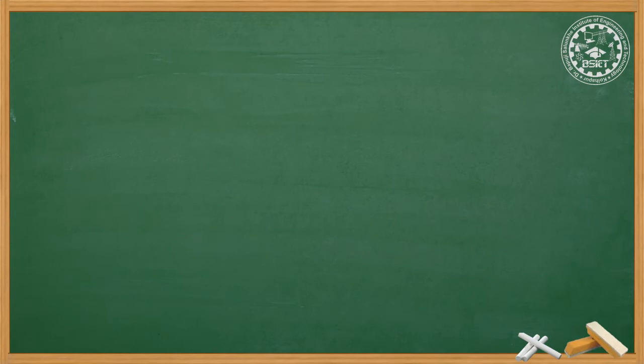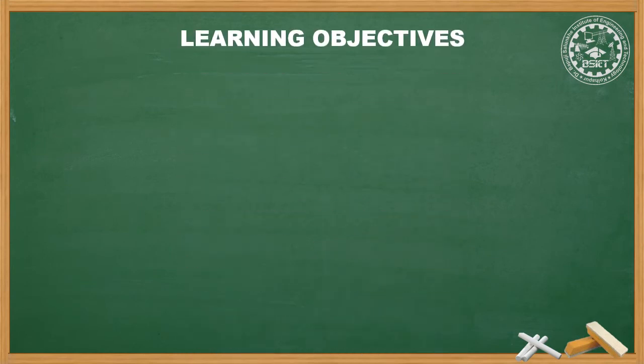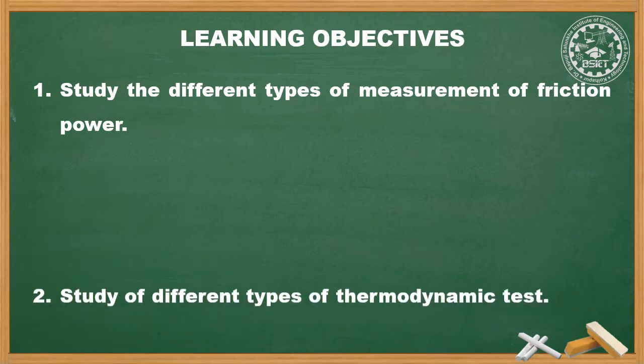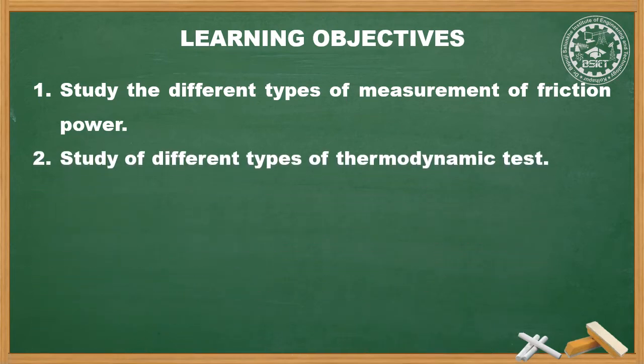The learning objectives for today's session are: number 1, study of different types of measurement of friction power. The different types of measurement of friction power will be studied in today's session. And number 2, study of thermodynamic tests, that is, the quantities that are needed during thermodynamic testing of an engine, will be studied during today's session.